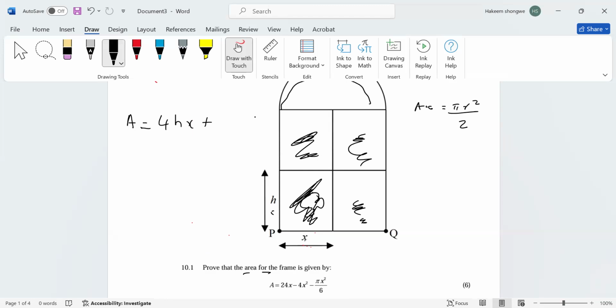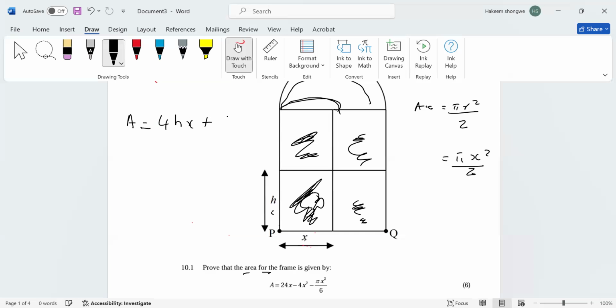Yes. So plus, but we know the radius. The radius is x. So the area is pi x squared. From here to here, this is going to be x, so it's the radius. So we have pi x squared all over 2.